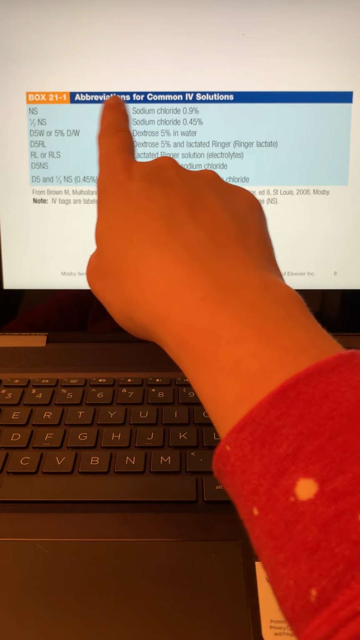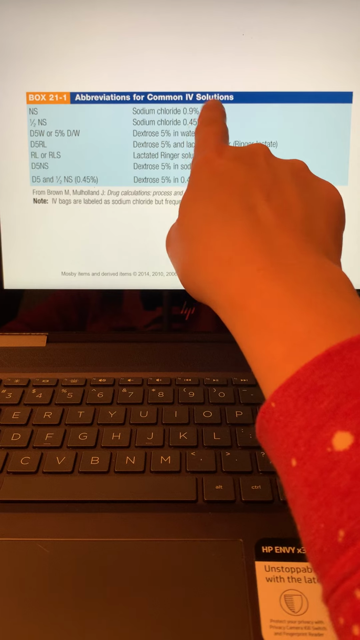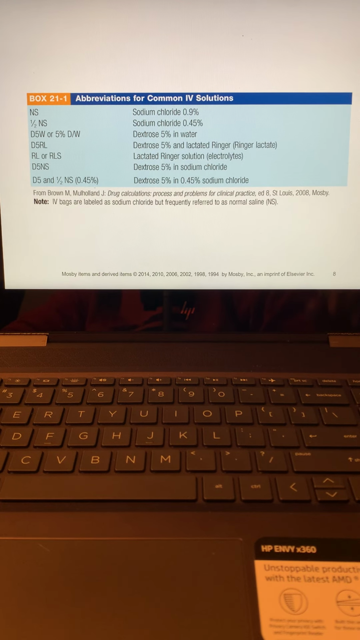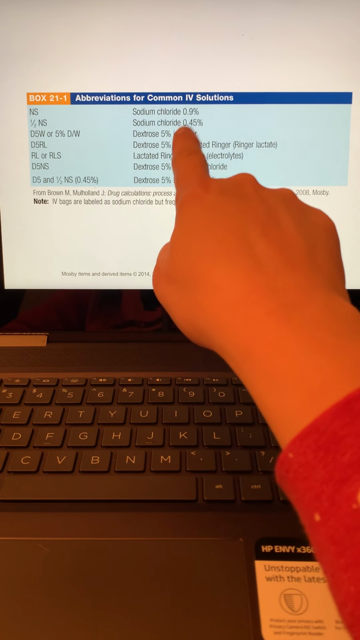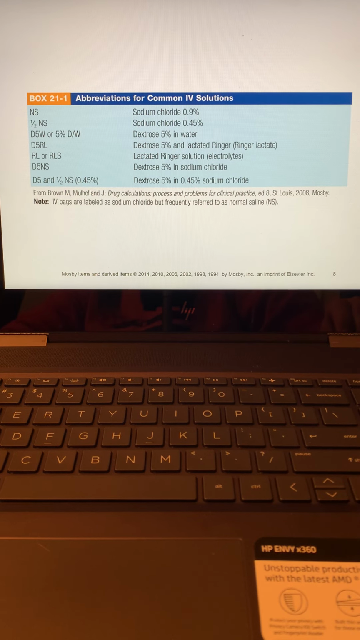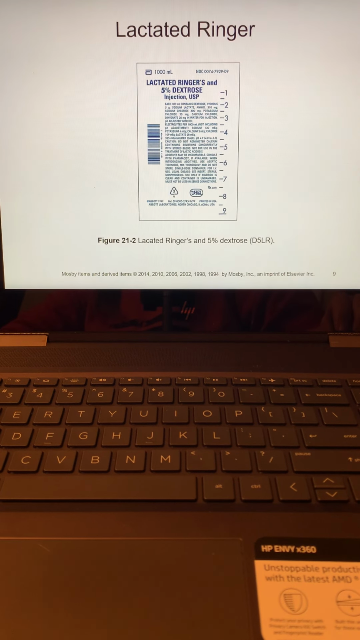So NS is sodium chloride, and that 0.9% right there is part of the name. I want you to make sure that you're not confusing that with any part of your math equation or anything like that. That's part of the name. Half NS is sodium chloride 0.45%. D5W is dextrose 5% in water, etc. So remember, if you're looking at these percentages, that is all just part of the name of the medication or the fluid that we're giving.